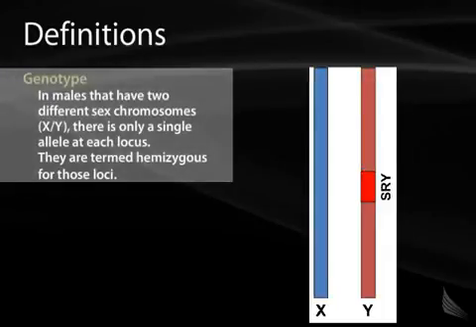Now there's another definition that you need to know, and that's hemizygous. We most typically talk about this when we talk about males. And remember in males that they have two different sex chromosomes, one X and one Y. There's only a single allele at each locus, right? Because X and Y are different chromosomes, they'll have different genes on them. And so at each locus they will only have one gene. They won't have a companion gene on a different chromosome. So they're considered to be hemizygous for each of those genes. For example, here in the diagram, we see the SRY gene on the Y chromosome. There's no counterpart to that gene on the X chromosome, so the male would be said to be hemizygous for that gene.